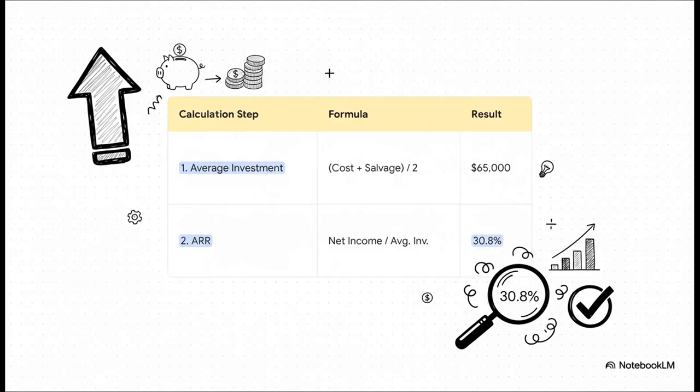So how do we calculate it? It's a two-step process. First, you need to find the average investment. You take the original investment, add any salvage value at the end, and divide by 2. In this example, that's $130,000 plus 0 divided by 2, which gives us an average investment of $65,000. Step 2, you take the expected annual net income, which is $20,000, and divide it by that average investment. So $20,000 divided by $65,000 gives us an annual rate of return of 30.8%. And just like with IRR, that percentage would then be compared to the company's required rate of return.